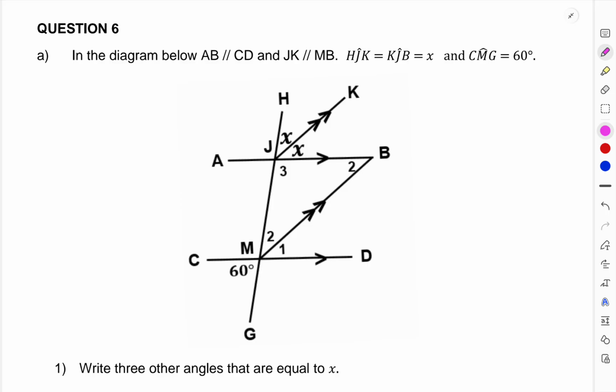It says in the diagram below, AB is parallel to CD and JK is parallel to MB. Angle HJK is equal to KJB, which is indicated.